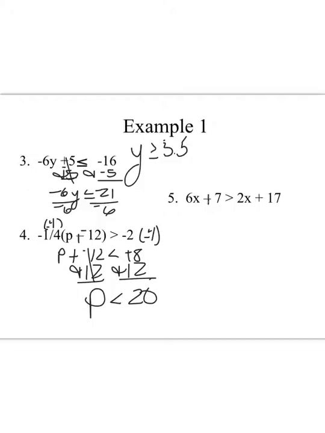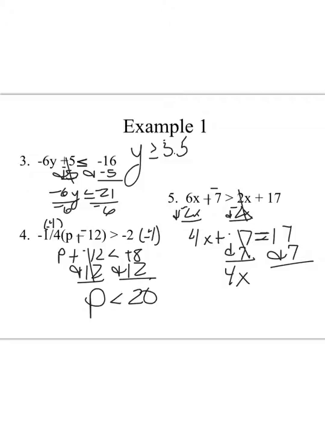Last problem, a little bit more than a 2-step problem, but we can still handle it. I'm going to move the 2x first by adding -2x to each side. So that's going to give me 4x plus -7 equaling 17. To get rid of the -7, I'm going to add +7 to each side.